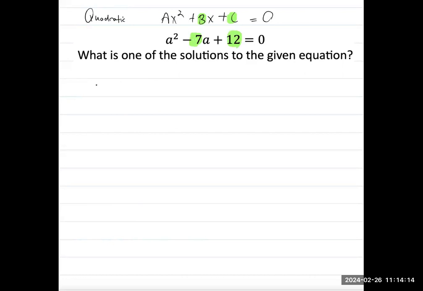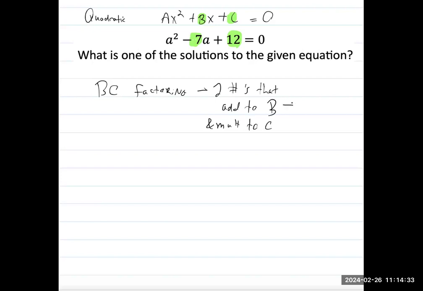So that is BC factoring. And in BC factoring, what you need are two numbers that add to B and multiply to C. So our B term is the -7 and our C term is the +12. So what two numbers add to B and multiply to C?